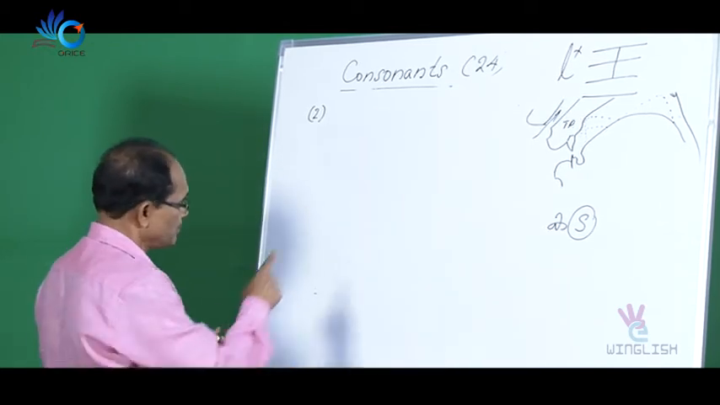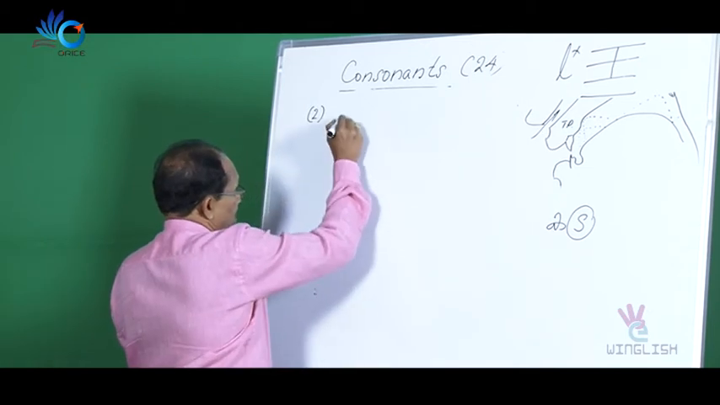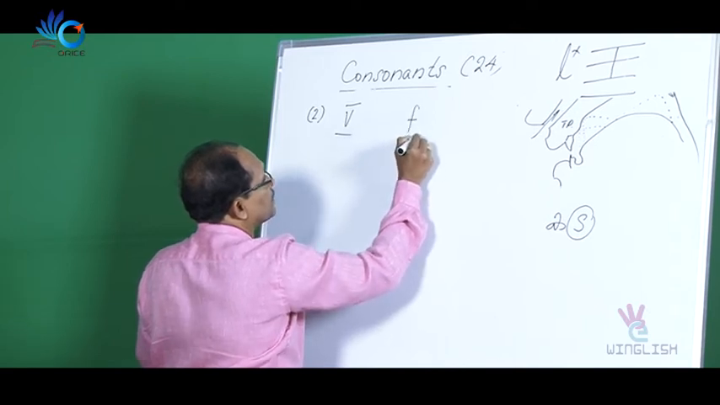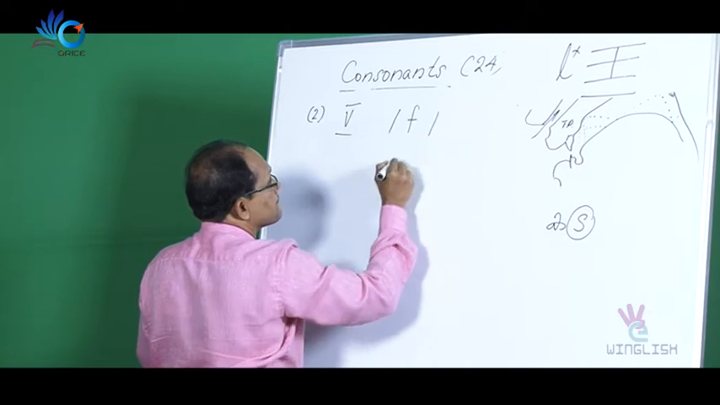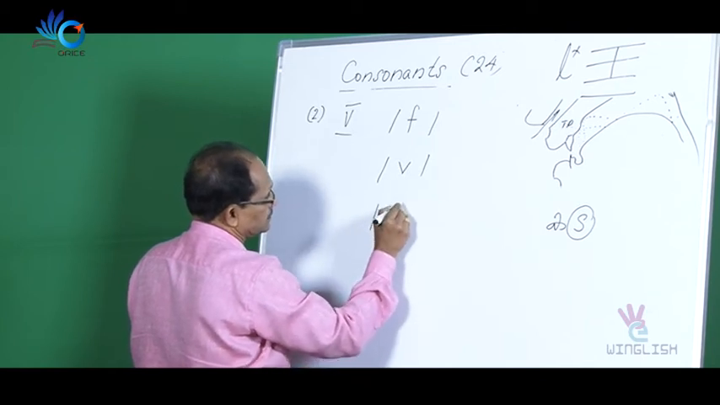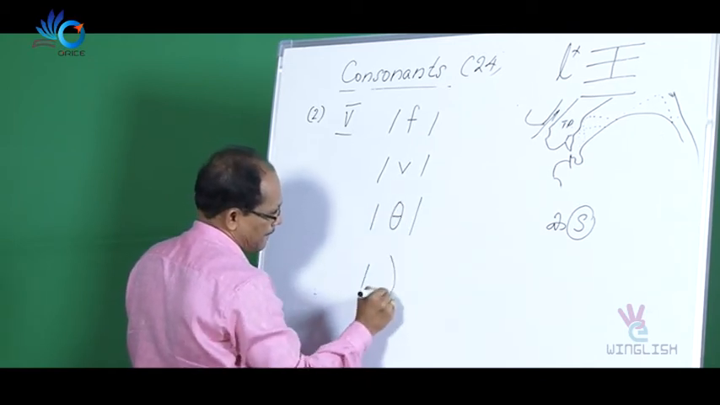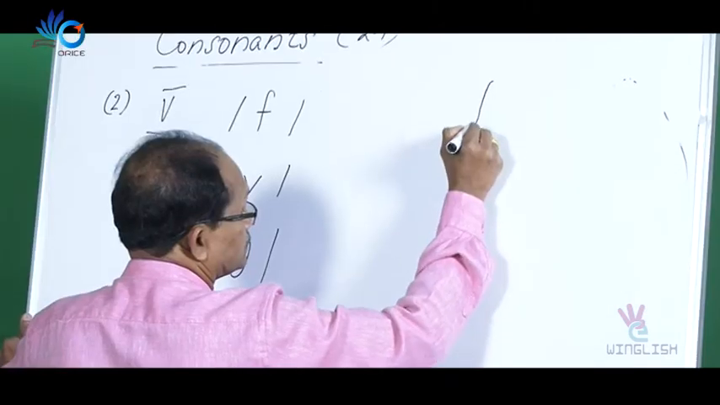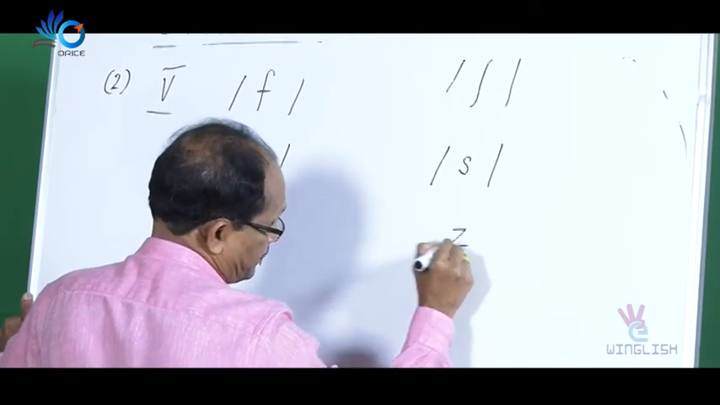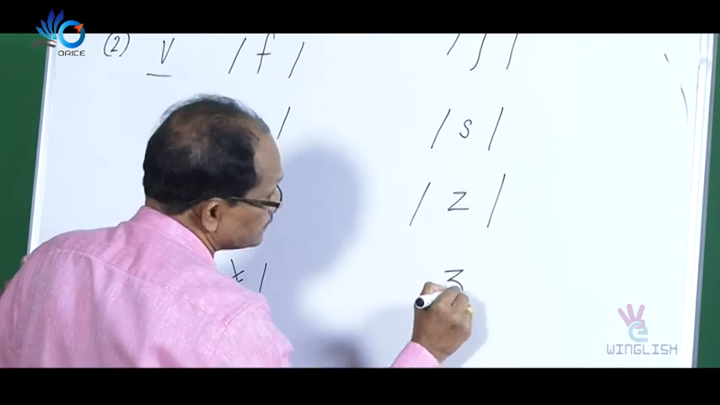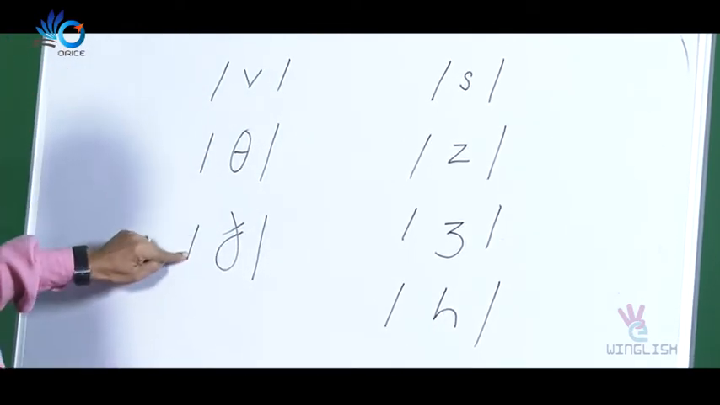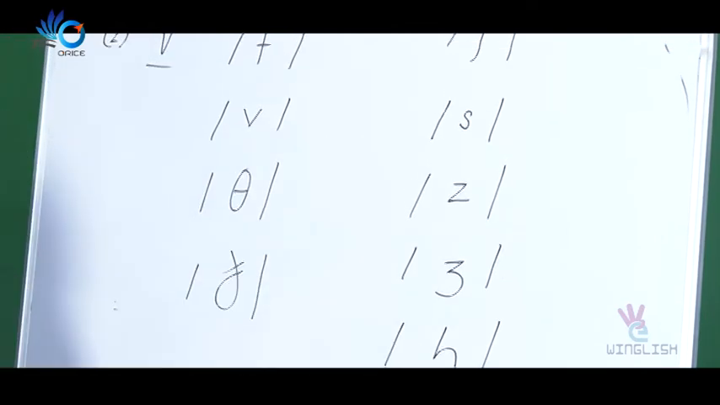Again we have no problem with regard to this sound because we have the sound in Malayalam. F, V, Th, D, Sh, S, Z, J and H. Nine sounds.